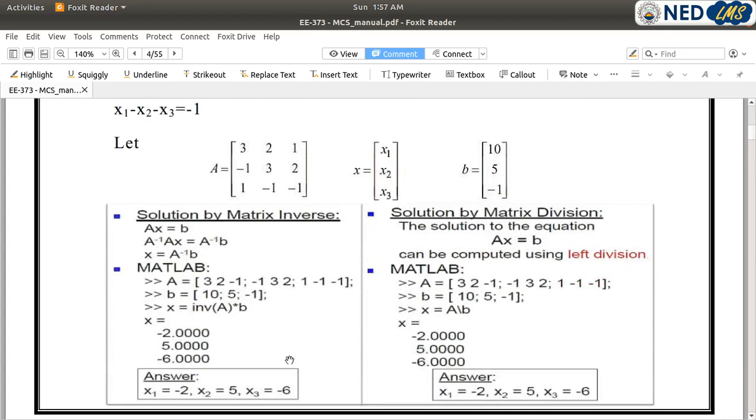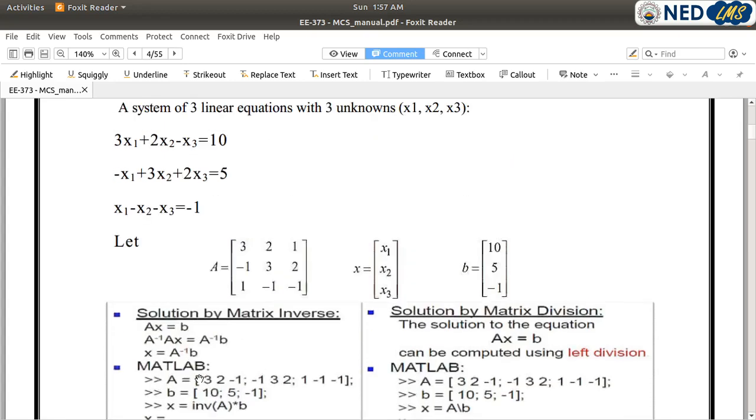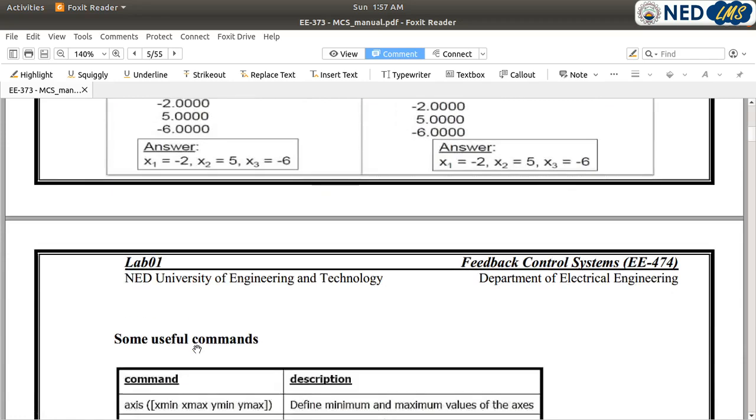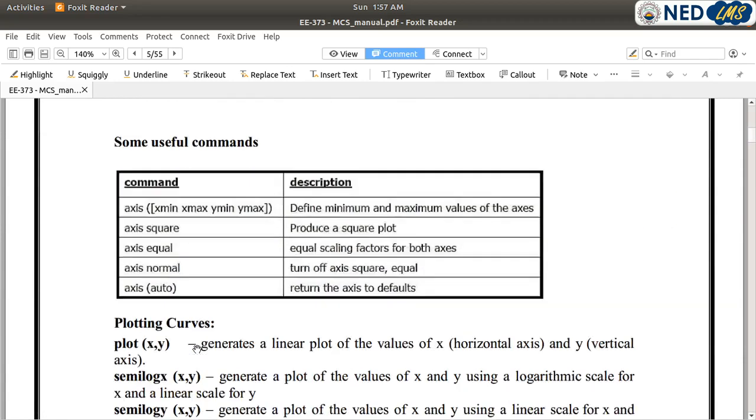It's very easy to do this math in MATLAB. You just have to write inv(A) * B. It will give you the solution point x, which is -2, 5, and -6 in this case. Now, let's move forward.